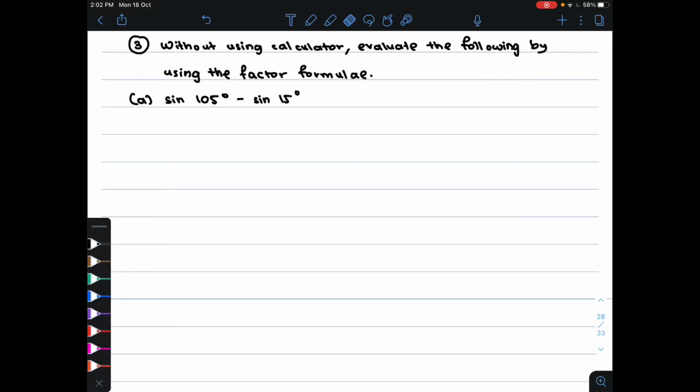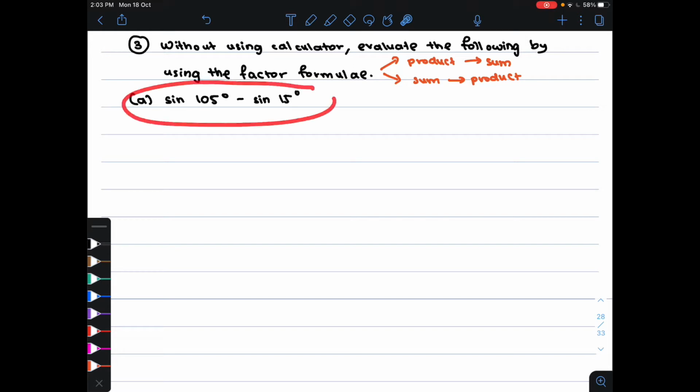For question 3, without using a calculator, we need to evaluate the following by using the factor formula. This means that you need to either use product to sum identities or sum to product identities.